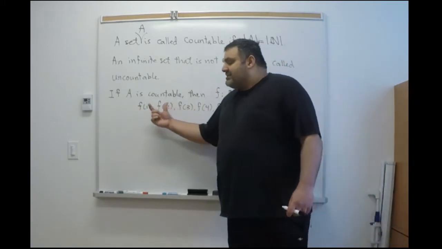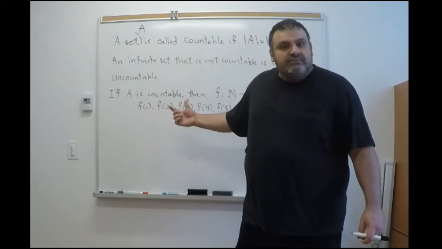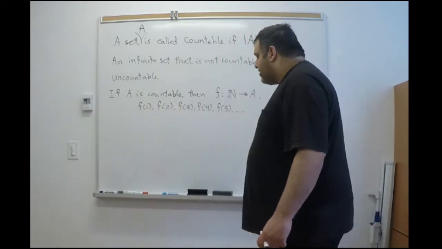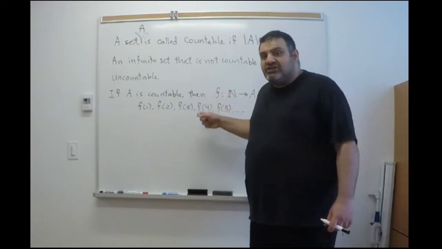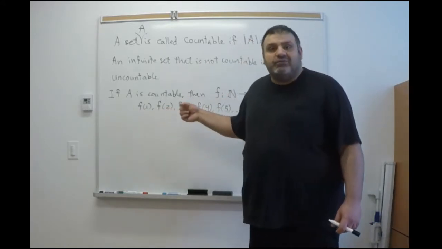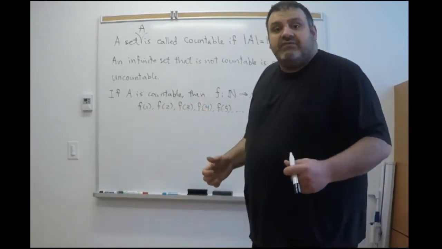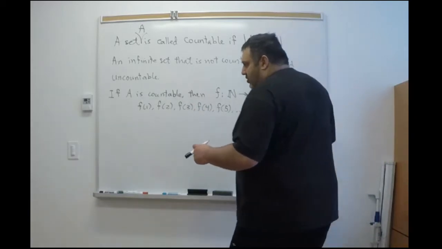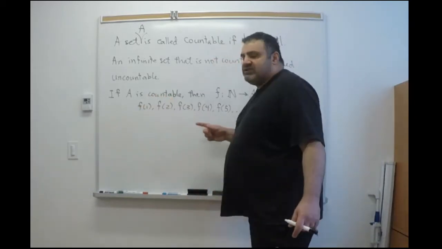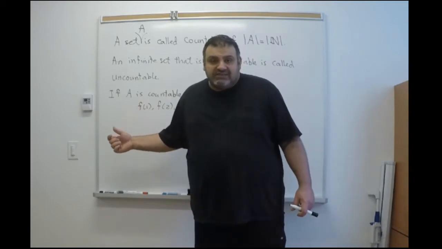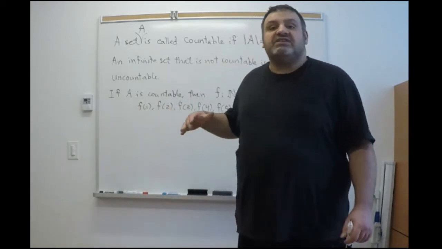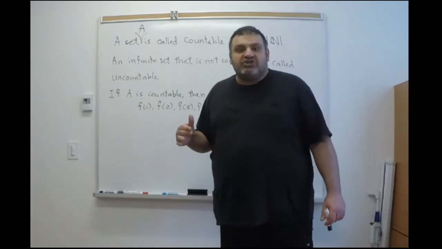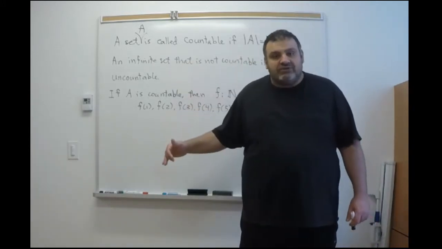And because F is a bijection, more specifically it's a surjection, every element will occur in here, and because it's an injection, every element occurs exactly once. Hence the idea of a list. So basically being countable is equivalent to saying you can list the elements. That's why in the previous proof, all we did was list the elements in Q. And that was sufficient to show that Q was countable.